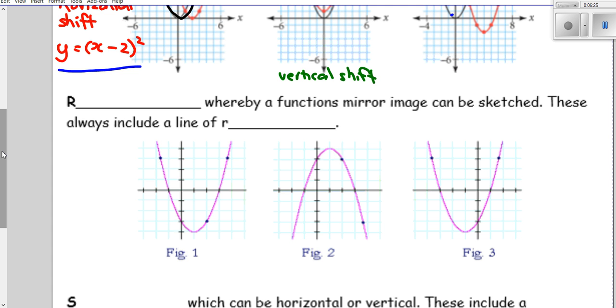Yeah, there is a thing called rotations, but you don't see it so much in this particular unit. The one you see a lot is reflections. But you're right, there is such a transformation. We can do vectors normally in IB2. We tend to do it formally in IB2. So reflections, whereby a function's mirror image can be sketched. These always include a line of reflection.